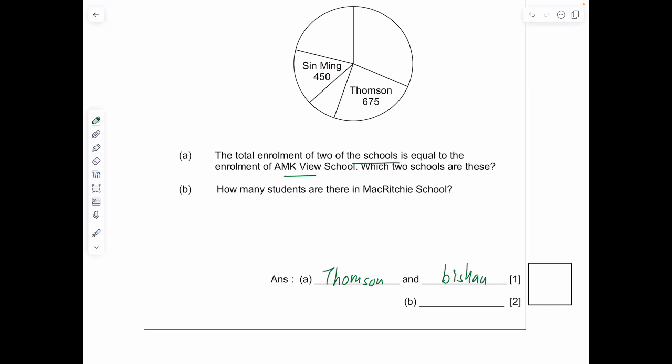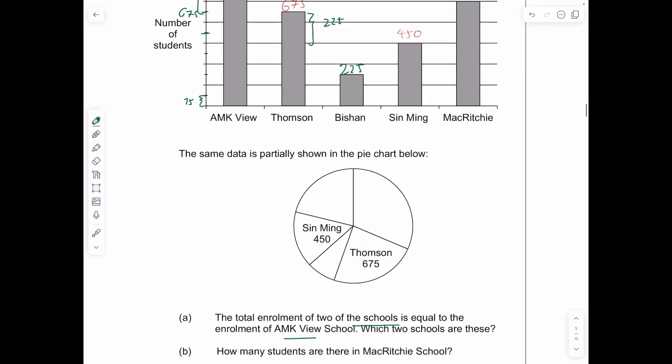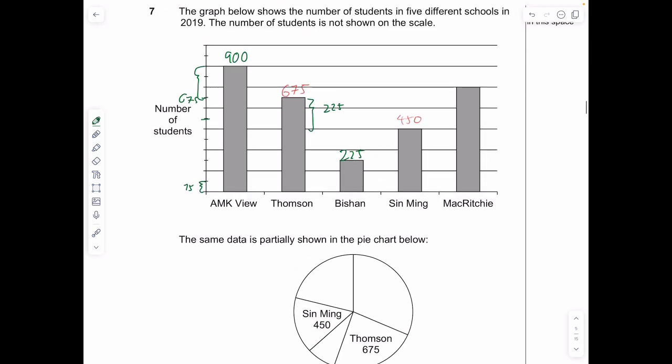So how many schools are there in MacRitchie? So over here in MacRitchie, the answer would be 750. So how do I do that? I know each interval is 75. The closest one that I have for reference is Thomson. There's just one more interval here, so this is another 75. So therefore my answer is 750.